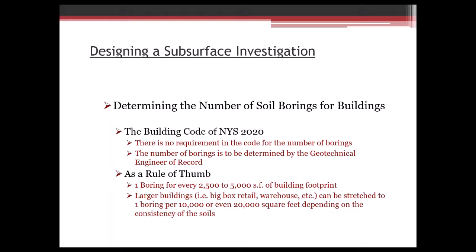When we talk about designing a subsurface investigation program, the biggest thing we need to come up with is the total number of borings that we're going to be doing for the project. When we start talking about different buildings, there's really no requirement in the building code. The number of borings is to be determined by the geotechnical engineer of record. As a rule of thumb, we generally look for one boring for every 2,500 to 5,000 square feet of building footprint. But again, that can be modified based on the type of building.